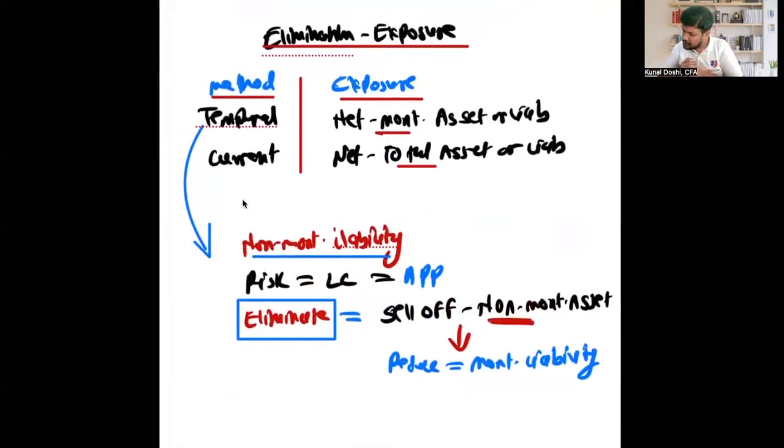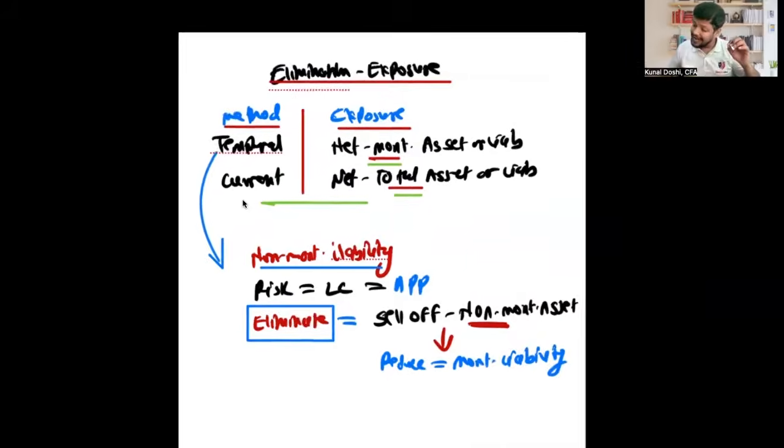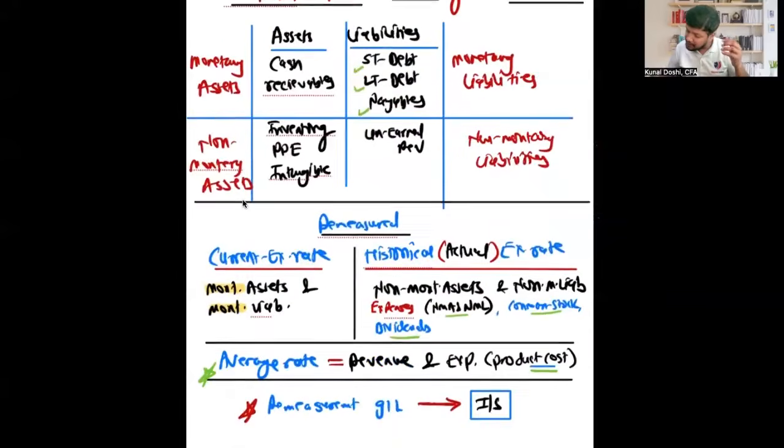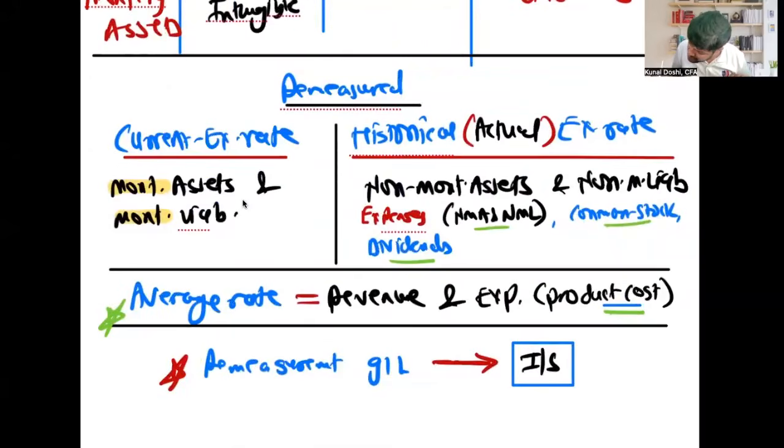I've also mentioned here that in the temporal method, exposure is mostly net monetary assets or liabilities. In the current rate method, it is net total assets or liabilities. That is what is exposed to the currency, correct? Because otherwise we use the current rate. In the temporal method, for monetary assets and liabilities, we use the current rate. So that is where we have an exposure.